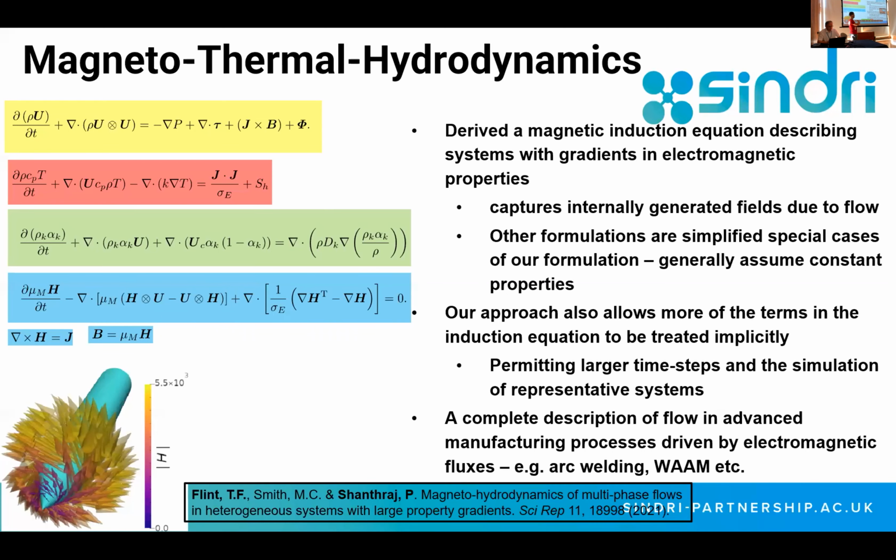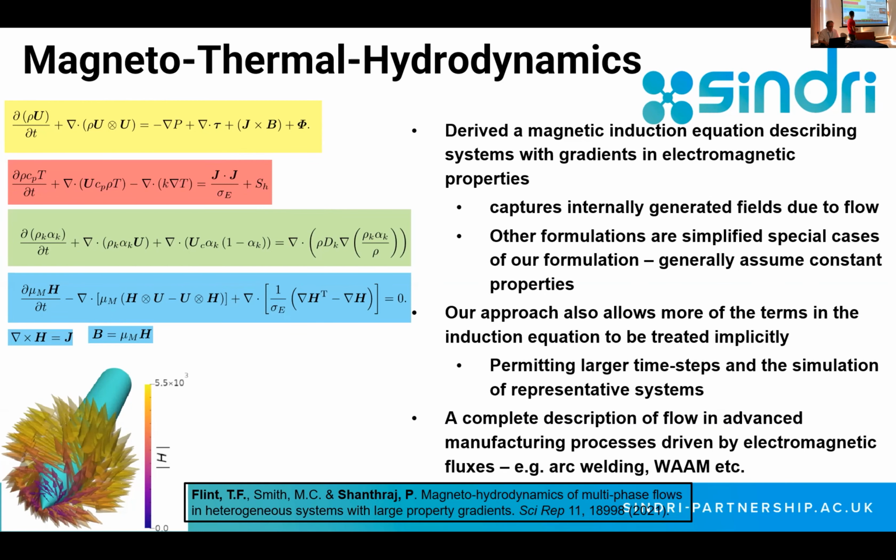The other thing that I do a lot of is multi-component magnetohydrodynamics. We're really interested in arc welding. When COVID hit, we had some time to do some different stuff. So my colleague and I derived this new magnetic induction equation where you have gradients in electromagnetic properties. If we rearrange the equation to be in terms of magnetic field strength, H instead of B, it works really well.